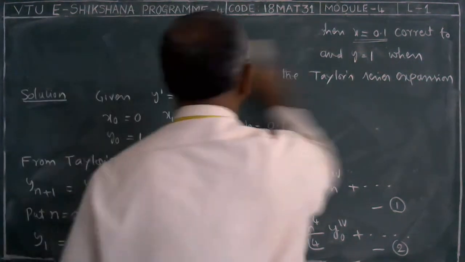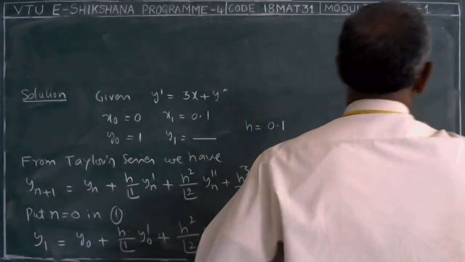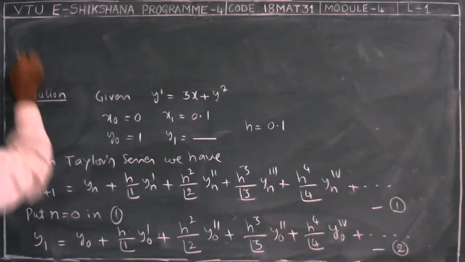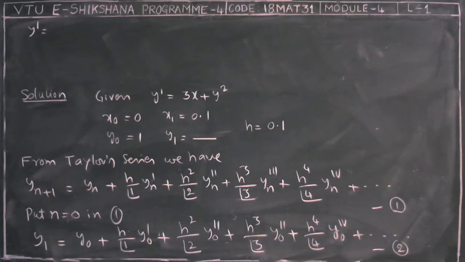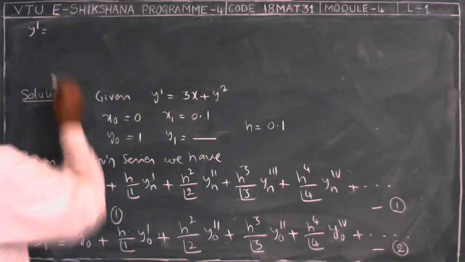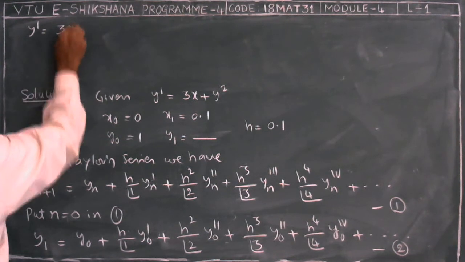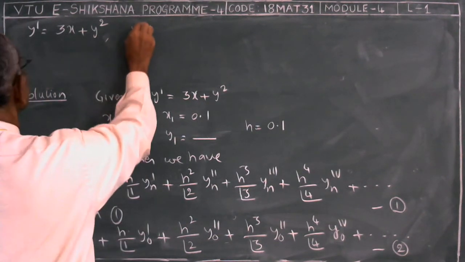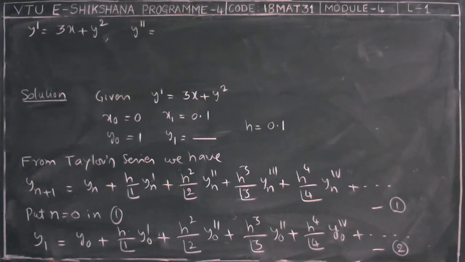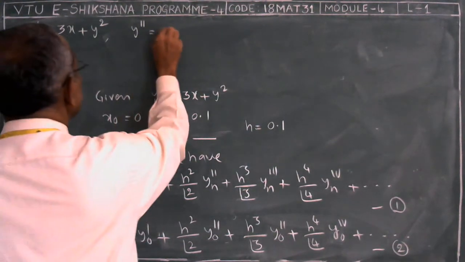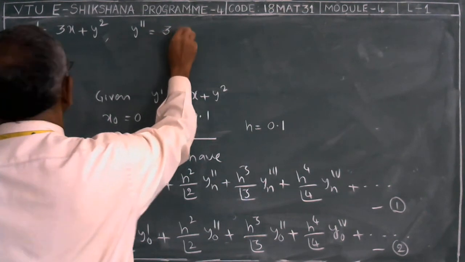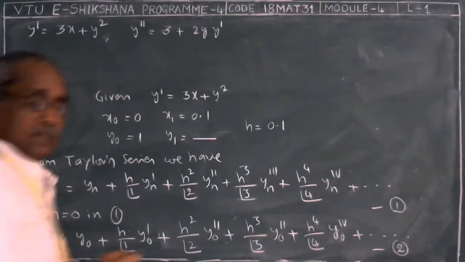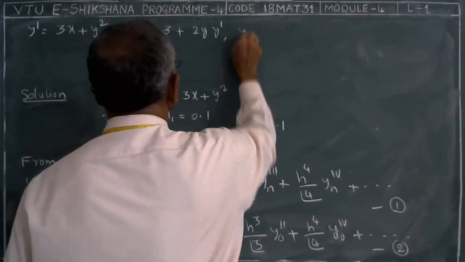at the point x naught. So y dash is given to be 3 into x plus y square. Let me differentiate this first. y double dash is 3 plus 2y into y dash. So differentiation of y square: 3 into 1, 3, plus 2 into y into y dash, right?